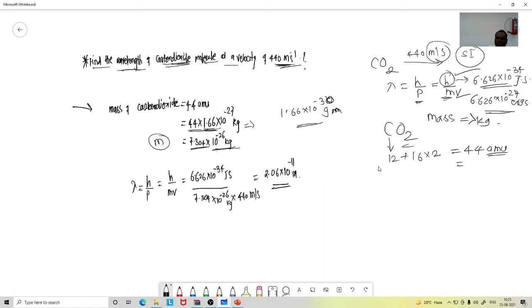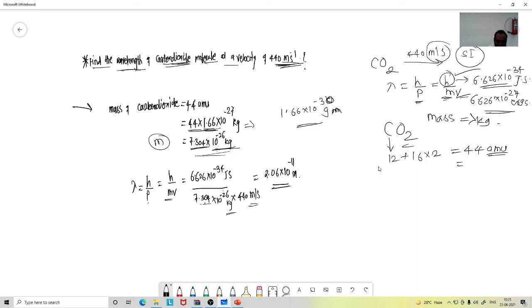So in this equation, h upon mass into velocity, velocity is already there. Therefore, lambda is equal to h upon p, that is equal to h upon mass into velocity. So h value 6.626 into 10 raised to minus 34 joule second, then divided by the mass that we have calculated here, 7.304 into 10 raised to minus 27 kg multiplied by 440 meter per second.